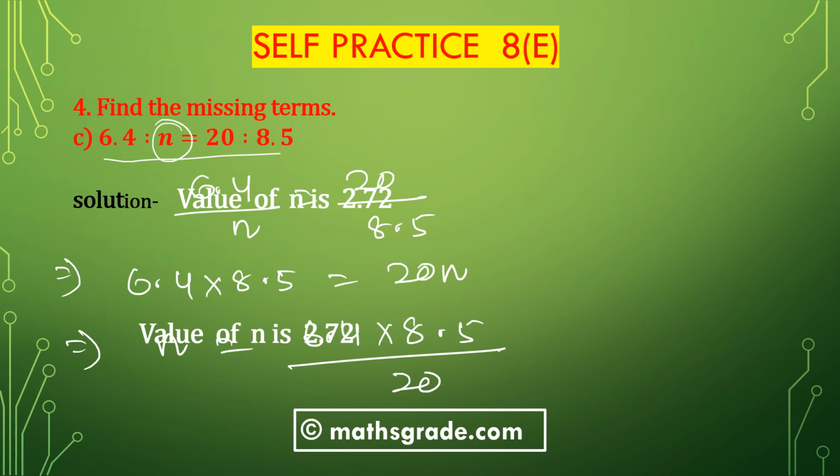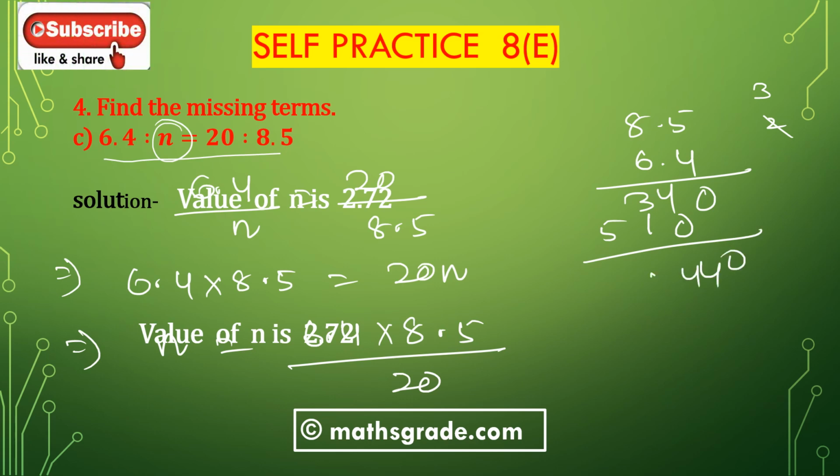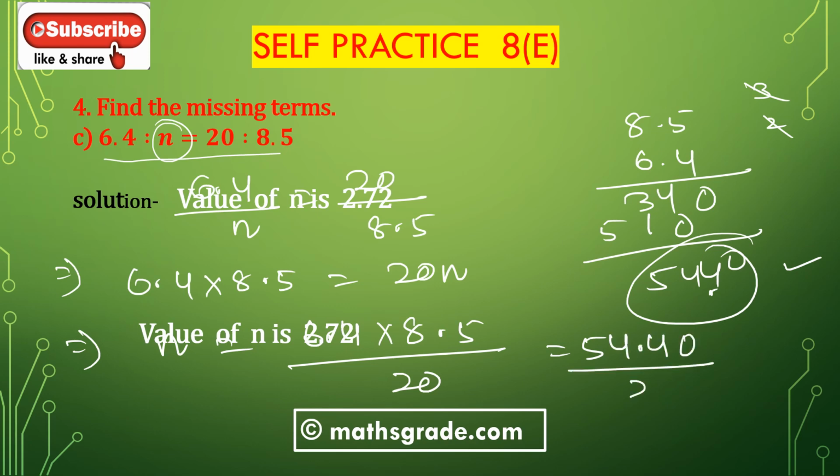6.4 multiplied with 8.5, that is 8.5 multiplied with 6.4. 4 fives are 20, 2, 4 eights are 32 plus 2 is 34. 6 fives are 30, 3, 6 eights are 48, 48 plus 3 is 51. So we get 54.40, divided by 20.